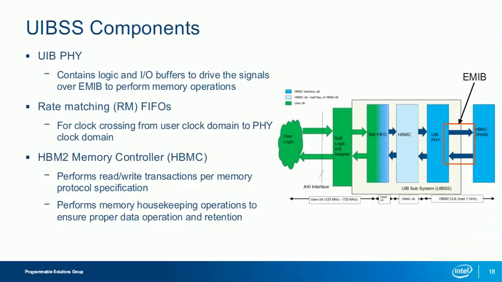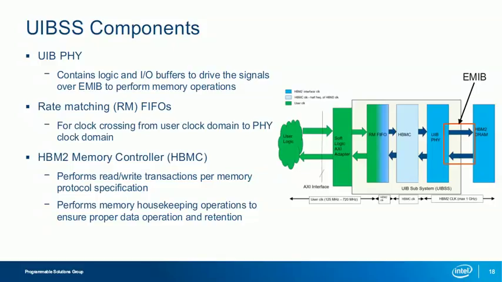After the HBM memory itself, the UIB subsystem consists of the components that allow the user logic to communicate with the memory. First is the UIB PHY. The PHY includes the UIB physical layer and the I/O connections to the memory. The UIB PHY drives the signals over the EMIB to perform the basic memory access operations. On the other side of the UIBSS are the rate matching FIFOs. These are used to handle the clock crossing between the user clock domain and the PHY clock domain. We'll look at the clocking options for these two domains later.